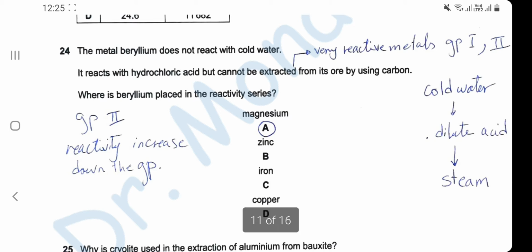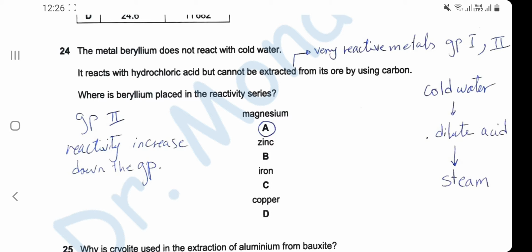Metal beryllium doesn't react with cold water, but it reacts with hydrochloric acid. It cannot be extracted from its ore by using carbon. These conditions mean that this metal is very reactive because it cannot be extracted by carbon. Its oxides cannot be reduced by carbon. It is a highly reactive metal, but it cannot react with cold water, so it is not from group 1.